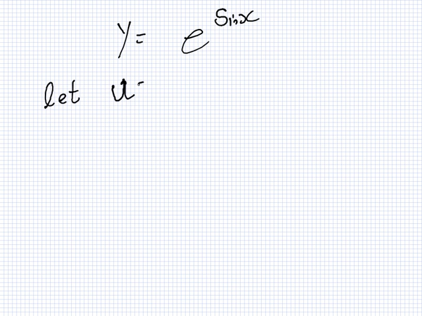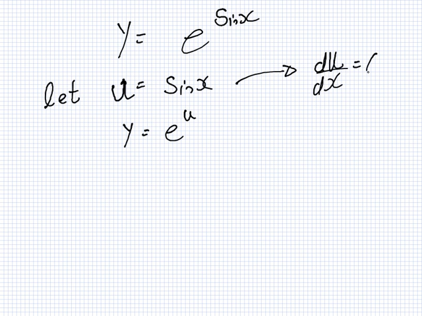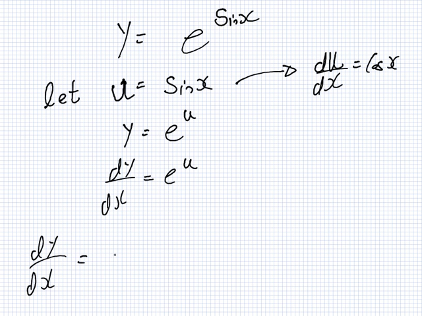Let u equal sine x. I hope you all said that. So you get y equals e to the u. Over here, what does du dx equal? Cos x. And what does dy dx equal? e to the u. So then dy dx equals e to the u times cos x, which is e to the sine x times cos x.